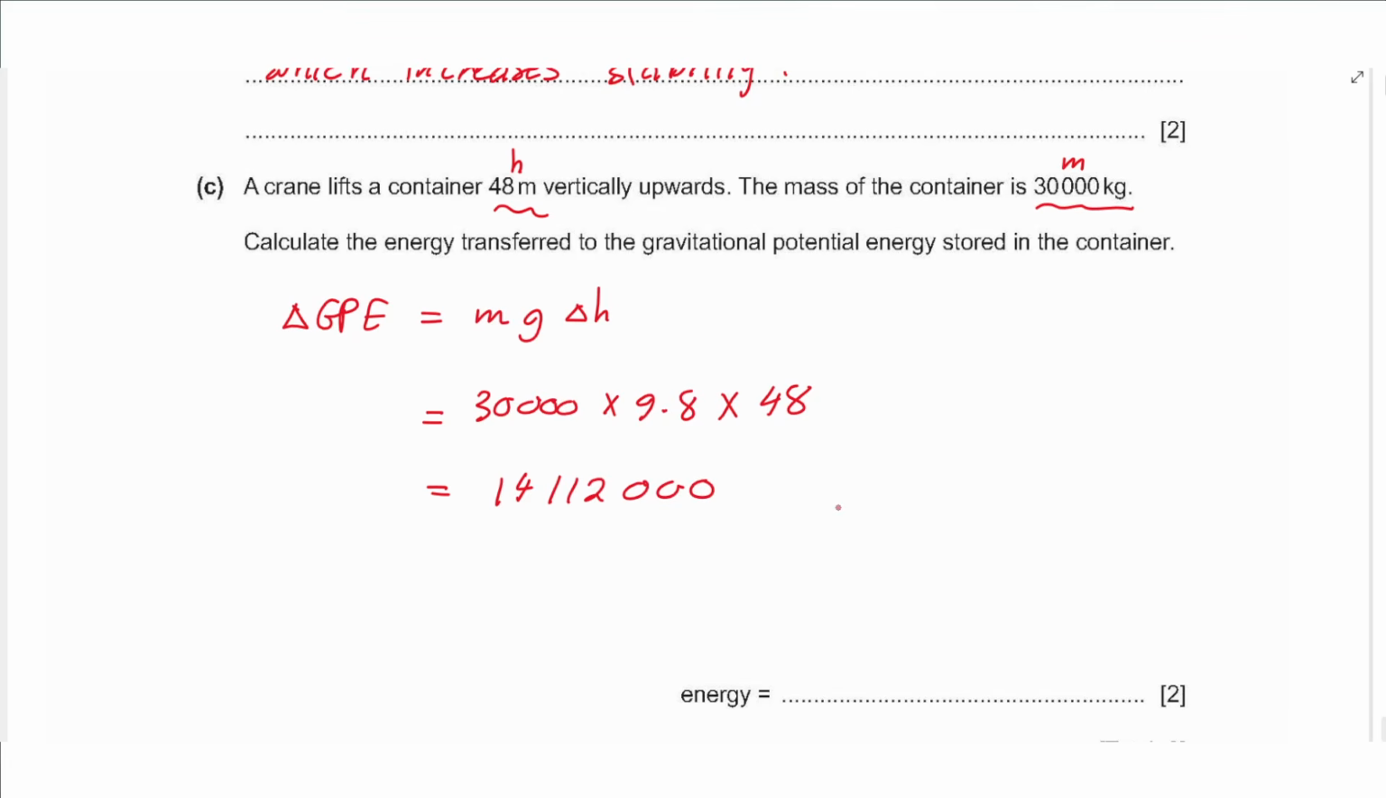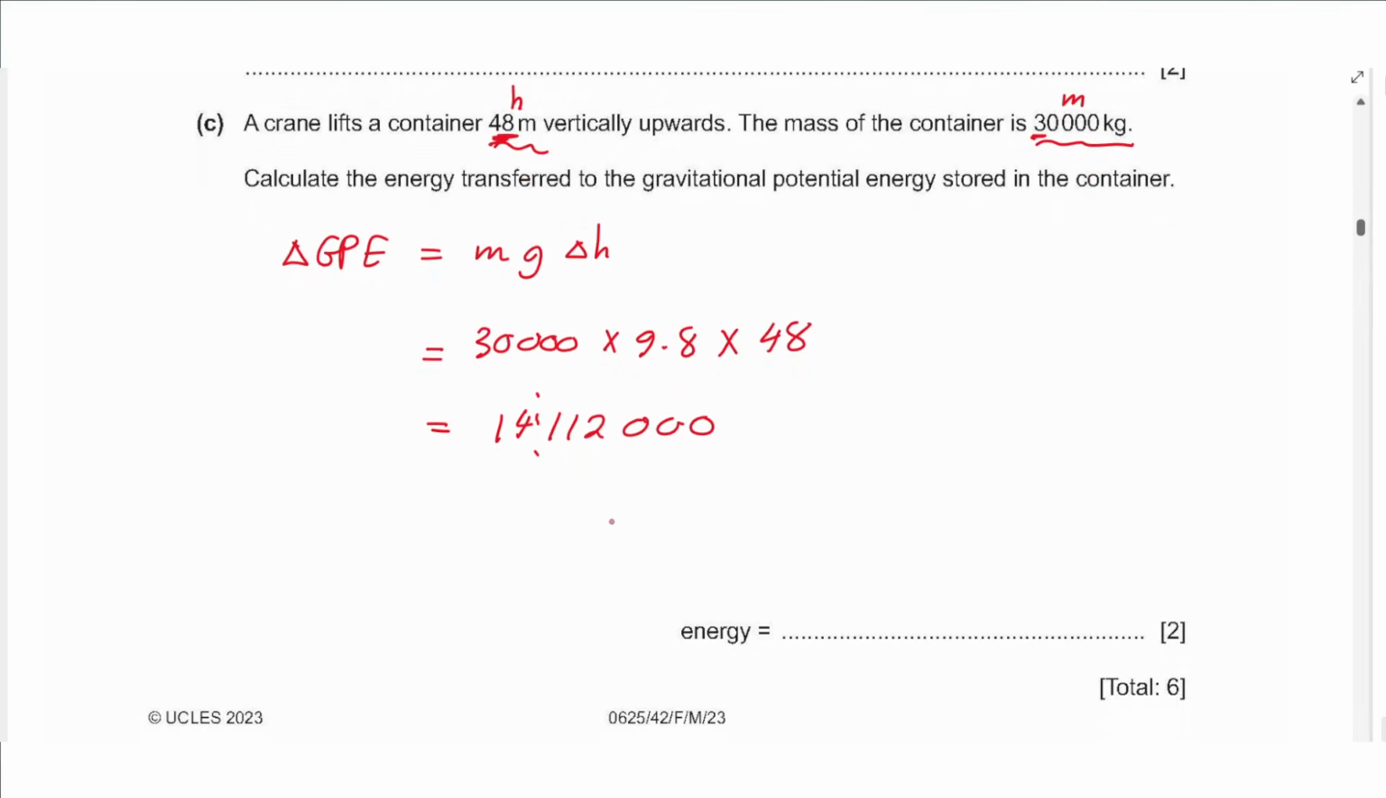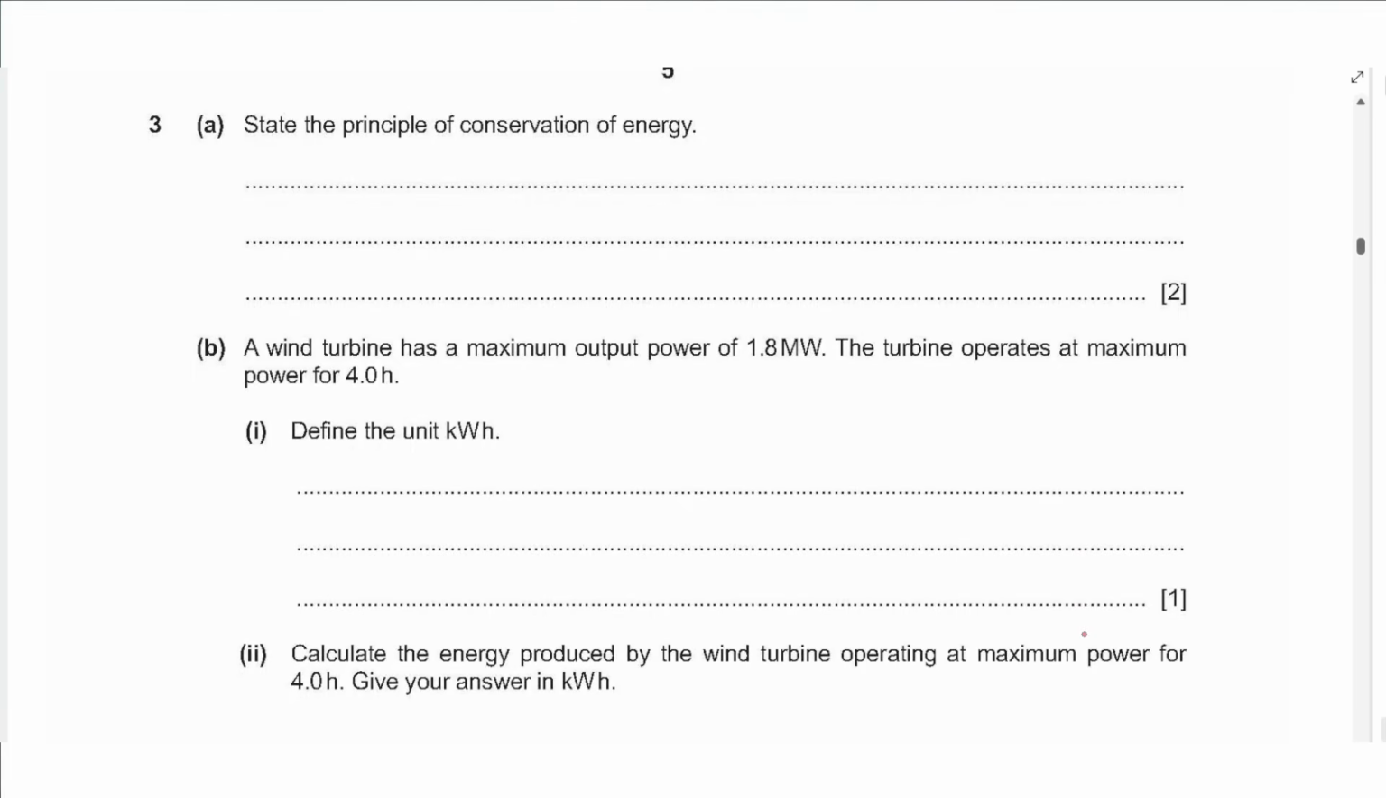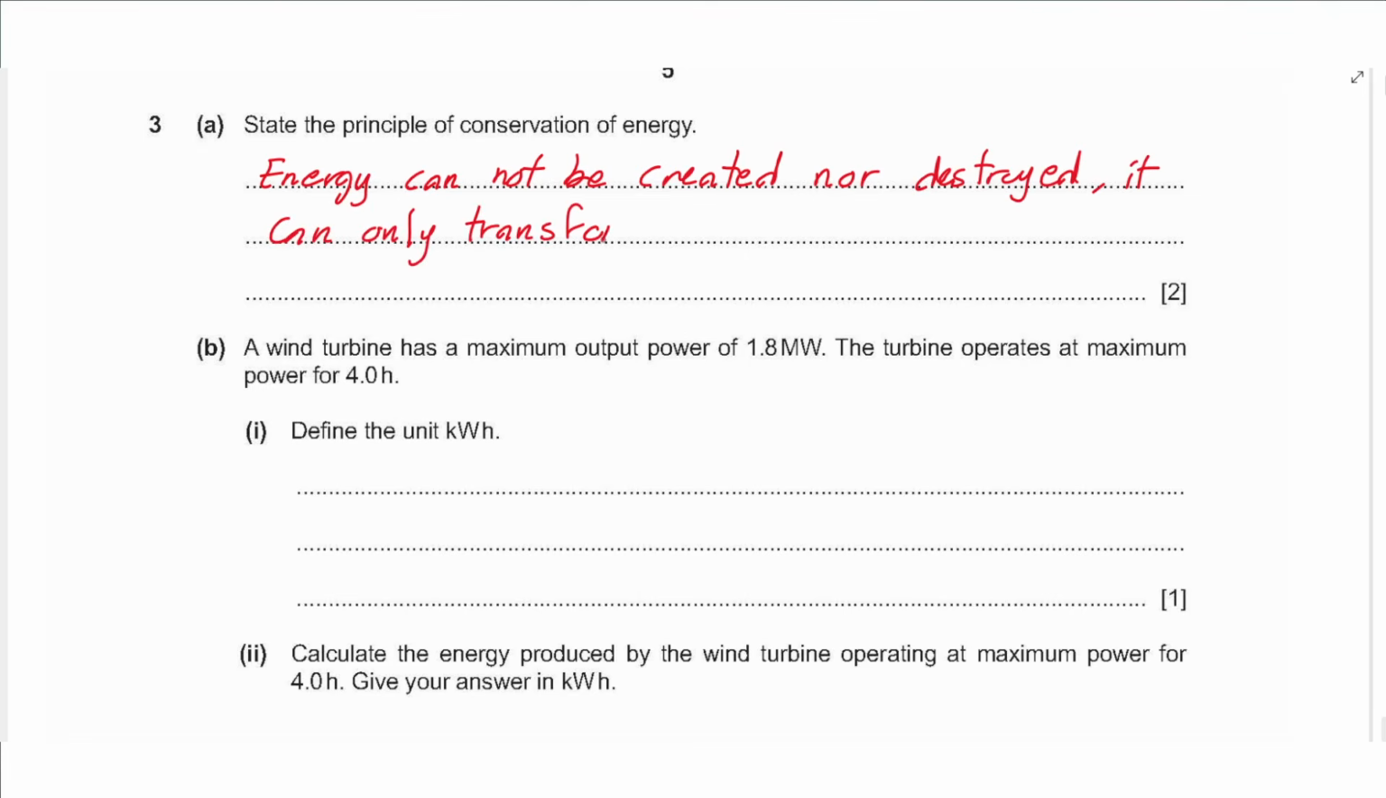14,112,000 joules, but the numbers in the question are either two significant figures or one significant figure, so we should use one significant figure or one more significant. So we should stop here, which is approximately 14 million or 1.4 times 10 to the power of 7 joules. Next question says, state the principle of conservation of energy. This states that energy cannot be created nor destroyed. It can only transform or change form.